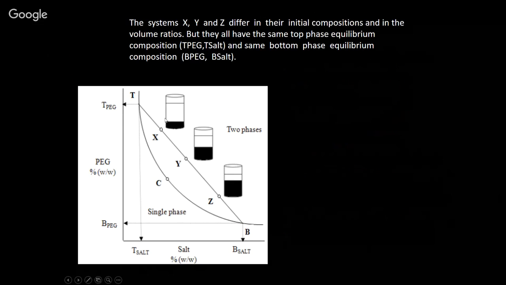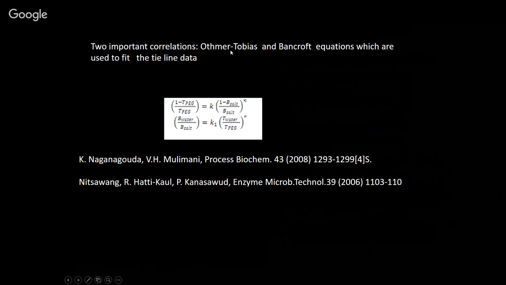Broadly, the systems X, Y, Z differ in their initial composition and the volume share, but they all have the same top phase equilibrium composition, T PEG, T salt, and B PEG, B salt. The concentrations are the same. The initial compositions may be varying, but they go and intersect there. Two important correlations are the Othmer, Tobias, and Bancroft equations, which are used to fit the tie line data. These two references nicely give that information.